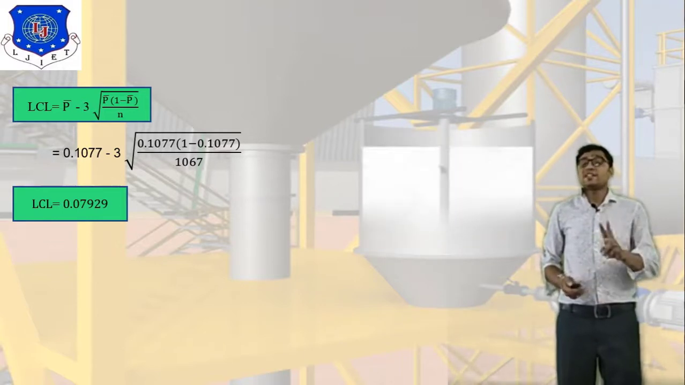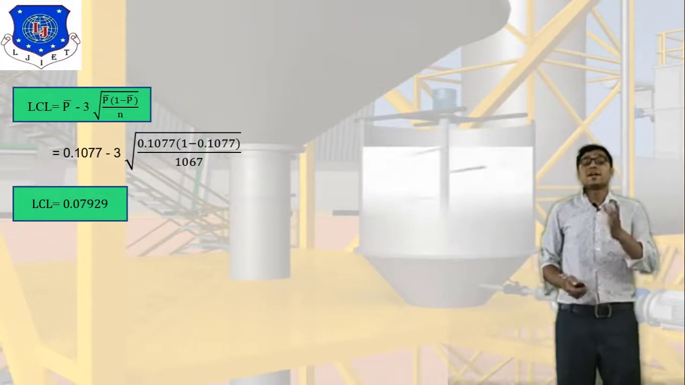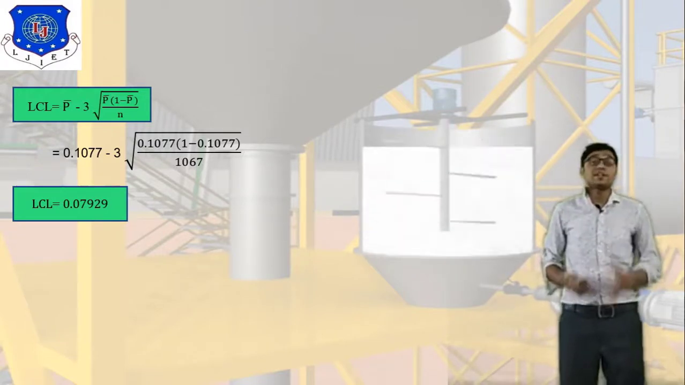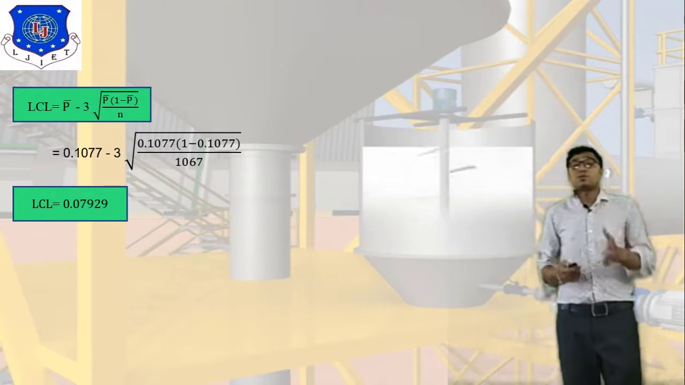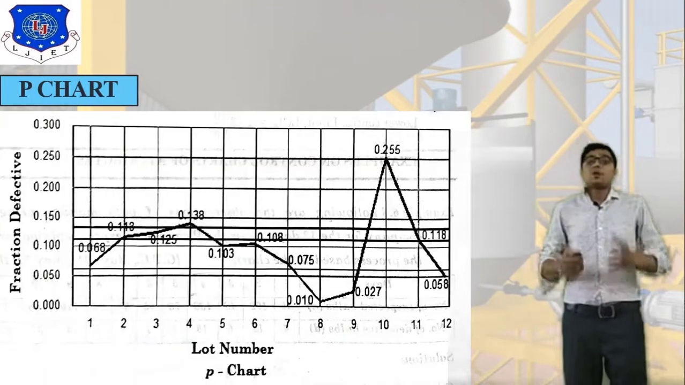There are basically 2 steps. First step relates to P, or P bar, the fraction defective, and number 2 relates to the upper control limit and lower control limit. Now step number 3, an important step, is how to draw the P chart. Move forward to next slide. So how to draw the P chart?